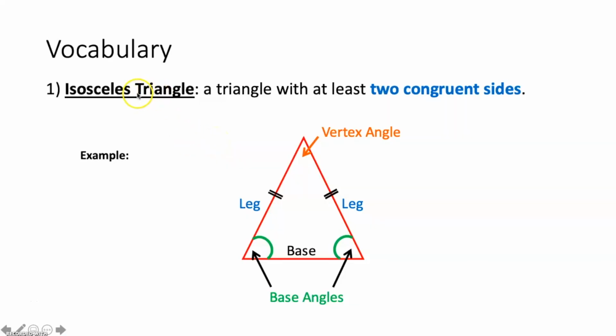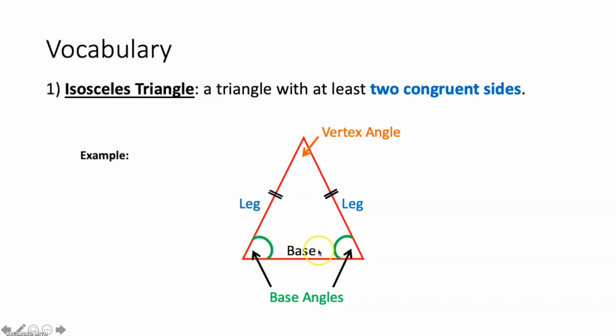First thing we're going to talk about is an isosceles triangle. That's a triangle with at least two congruent sides. So if we look at our diagram down here of an isosceles triangle, you can see that the two congruent sides we denote with these little tick marks. Those are called the legs. The base is the non-congruent side.